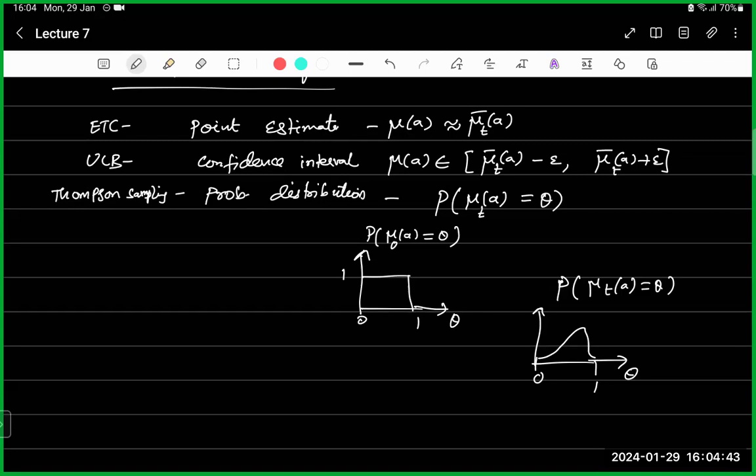Then, after some samples, we'll be able to change our belief about the true mean. This is not the reward distribution. It is the belief that we have on the true mean, because we do not know the true mean exactly. We are just trying to characterize it. As the number of samples increases, the belief will concentrate and become something like an impulse, with very high probability on one particular value. With a lot of samples, by the law of large numbers, the sample average will become very close to the true mean, so your belief will concentrate around some particular value.